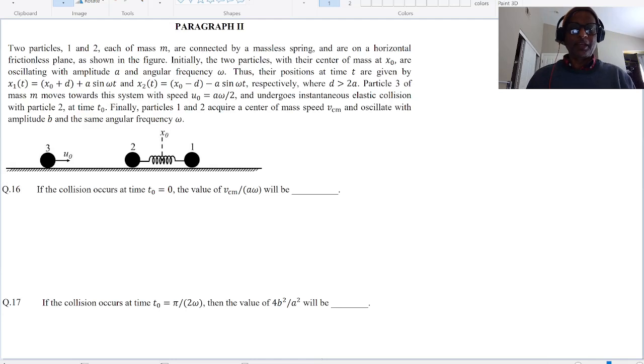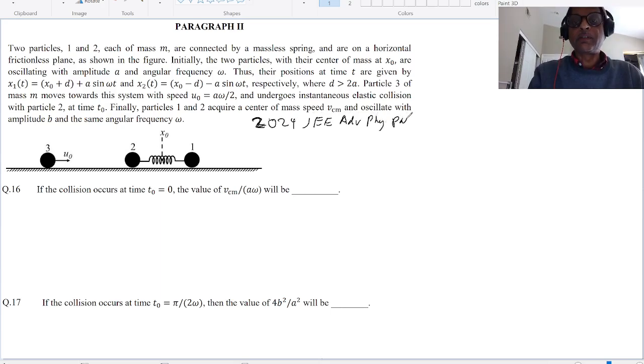So today we're going to do a two-part problem based on the same paragraph description. This problem comes to us from Indian JEE 2024, JEE Advanced Physics Paper 2. Okay, let's read this problem carefully.